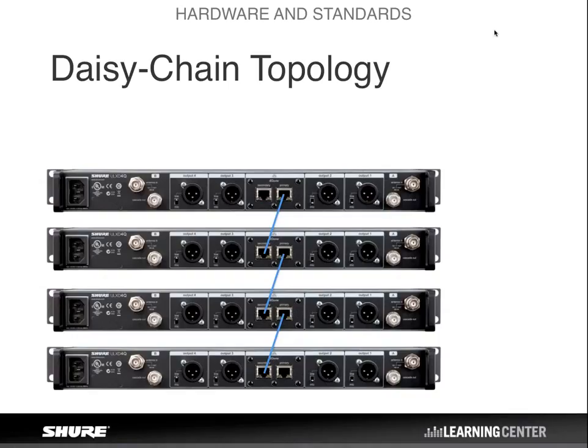So we wanted to talk a little bit about topology. And for those who aren't familiar with the term, topology just means the arrangement or orientation that you hook gear up together. So this is an example of what one would call a daisy chain topology. You're looking at some ULXD4Q receivers. These are just some of Shure's wireless microphone receivers, on the back of which are 2 Ethernet jacks apiece.